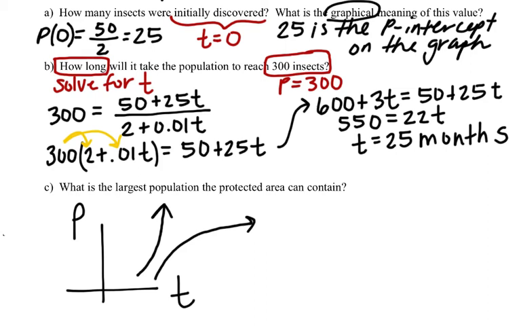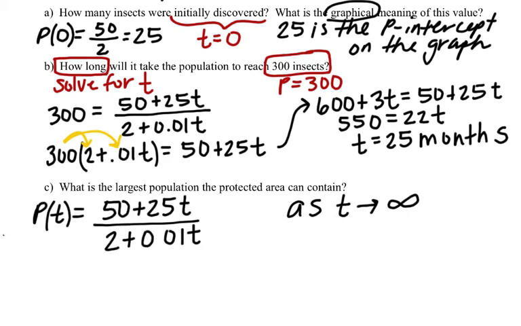So really, you're trying to ask yourself the question, what is happening as time goes on, which is mathematically speaking the same as saying what's happening as t approaches infinity? What happens as the number of months gets bigger and bigger and bigger? So let's look at our function again. We have 50 plus 25t divided by 2 plus 0.01t. So what's happening as t gets infinitely big? Well, remember, if t is going to infinity, this is essentially the same as asking, what's the right behavior on our graph? What's happening as we move far to the right on our graph? So we're looking at the end behavior.